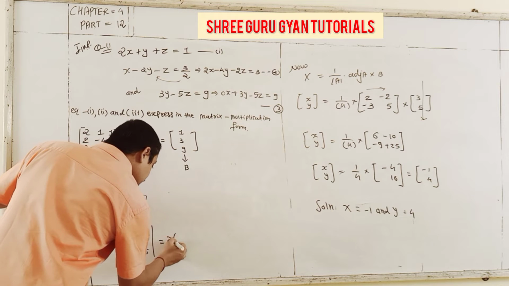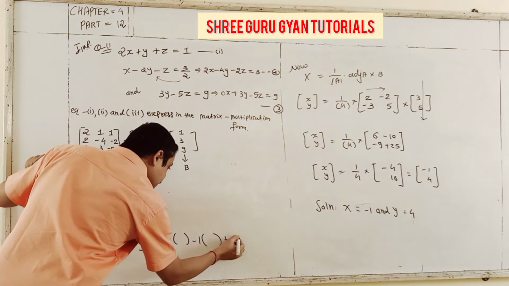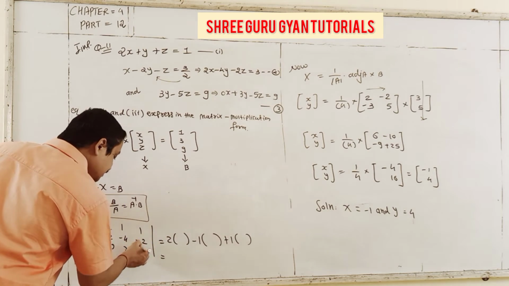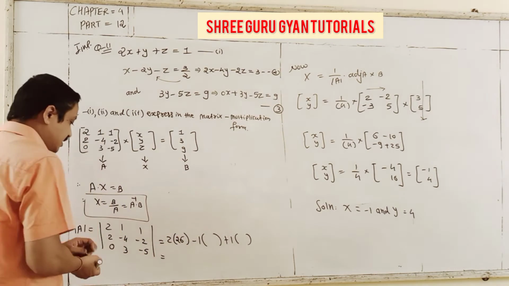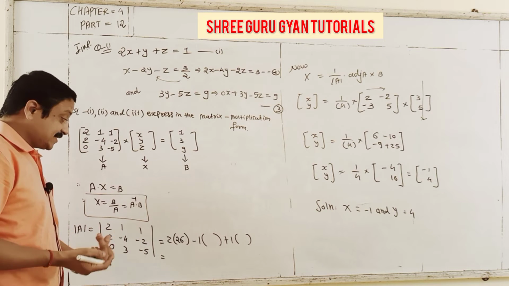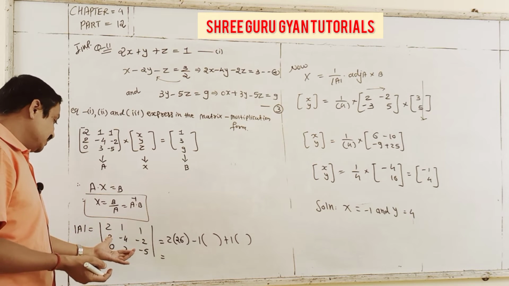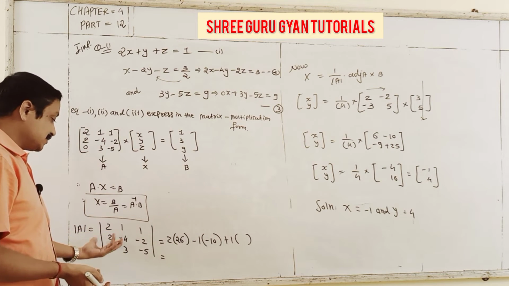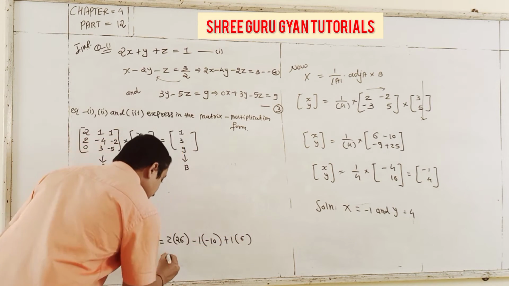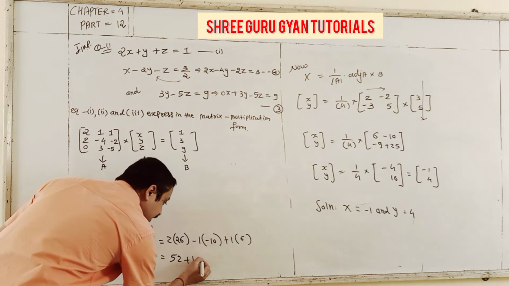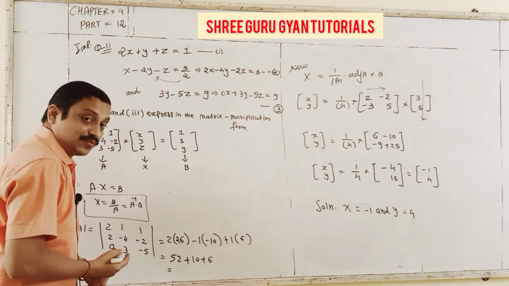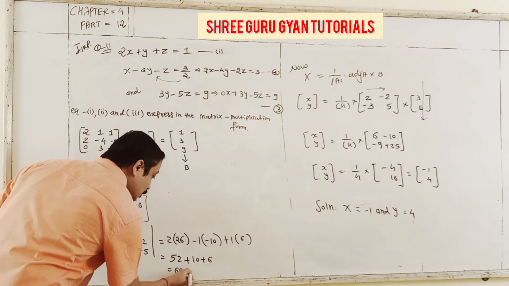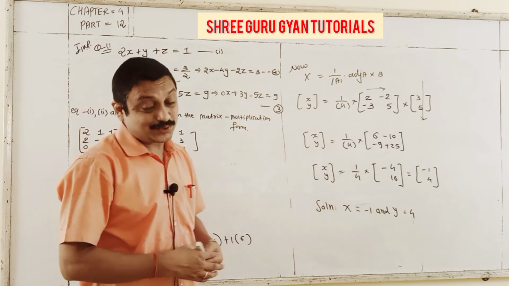And students, calculate. You simple answer. 5 4s are 20, 20 plus 6, 26. Next we will do minus 10, 0. But minus 10 here. And last of this, 6 plus 0, 6. So it is 52 plus 10 plus 6. So final answer, it is 58 plus 10, 68. Non-zero. Means the solution exists.